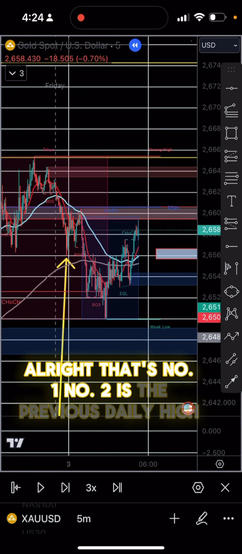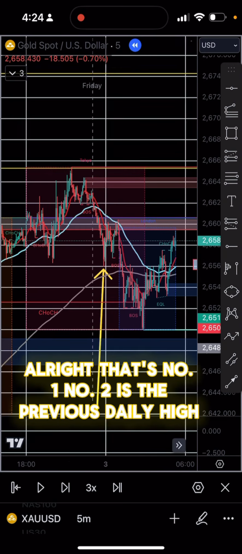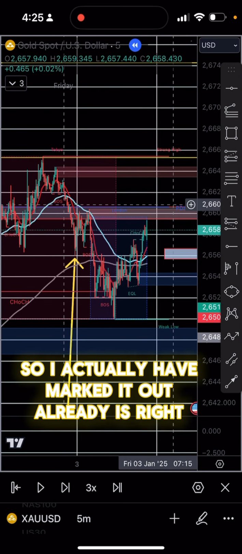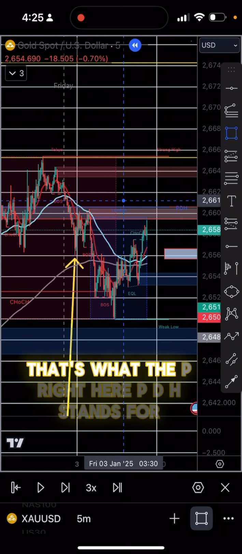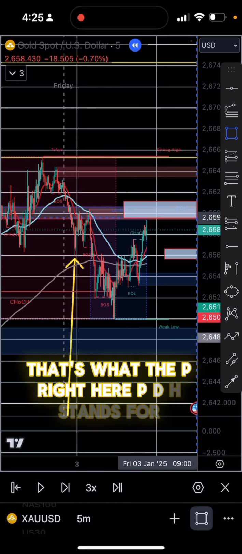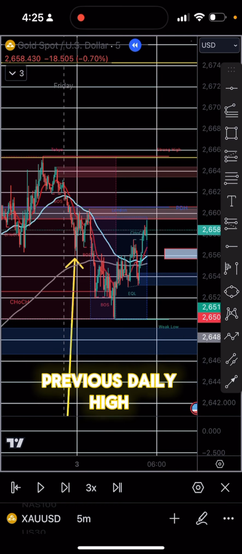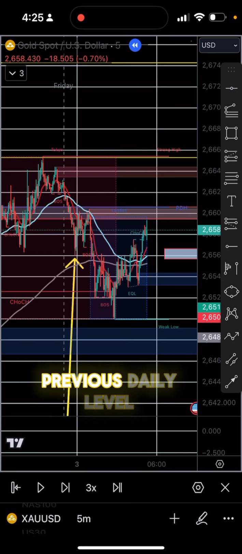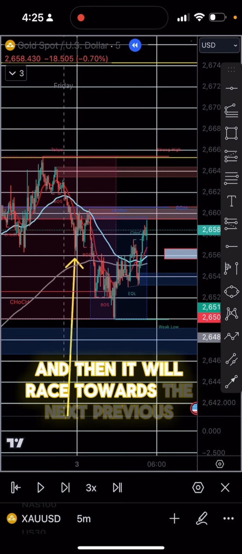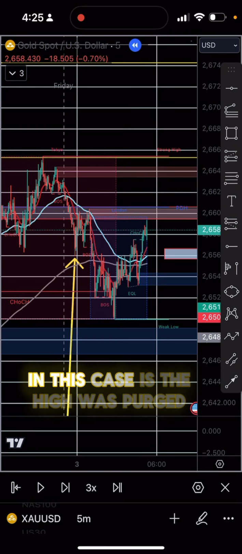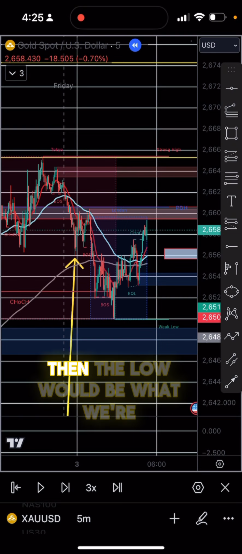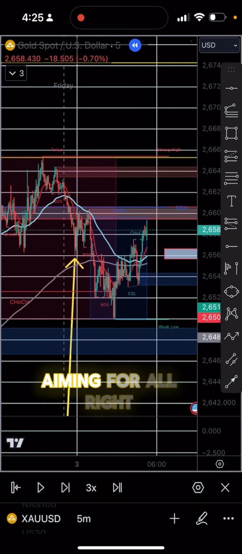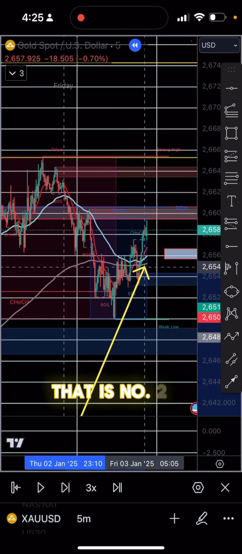Number two is the previous daily high. So I actually have marked it out already. It's right here. That's what the PDH right here stands for, previous daily high. What the market tends to do is it will purge one previous daily level and then it will race towards the next previous daily level. In this case, since the high was purged, then the low would be what we're aiming for. All right, that is number two.